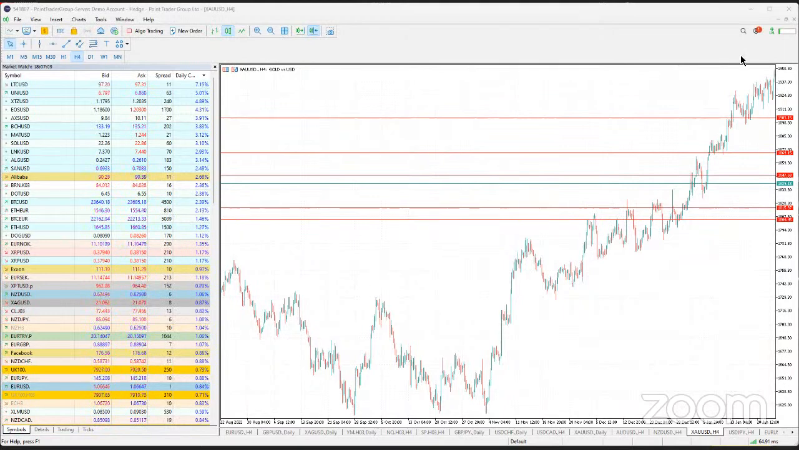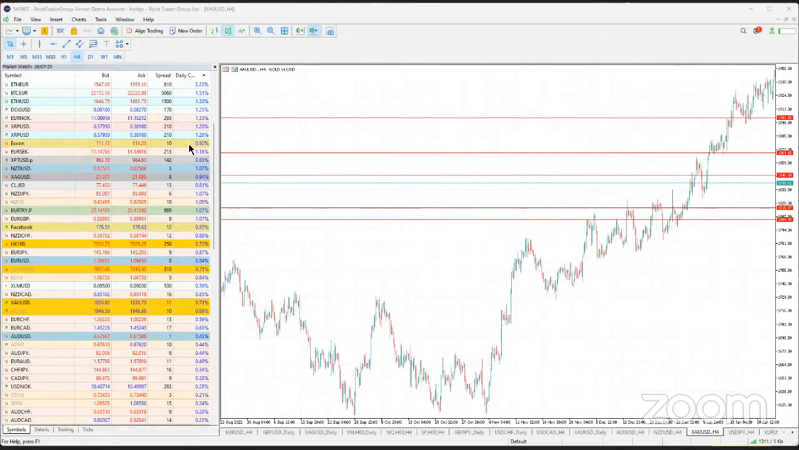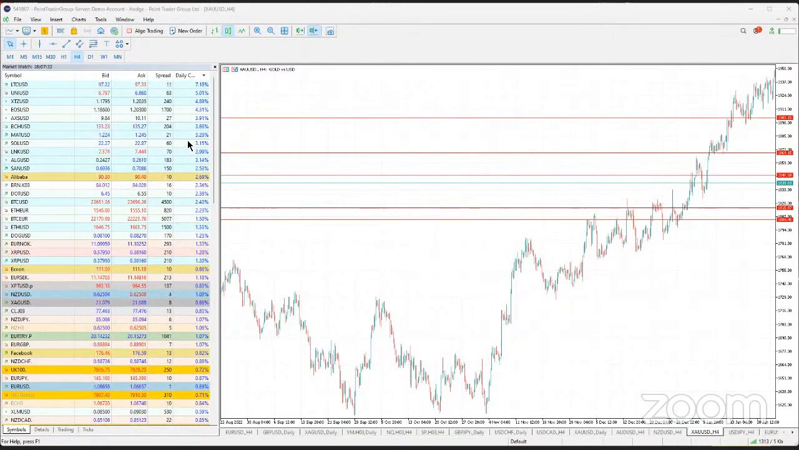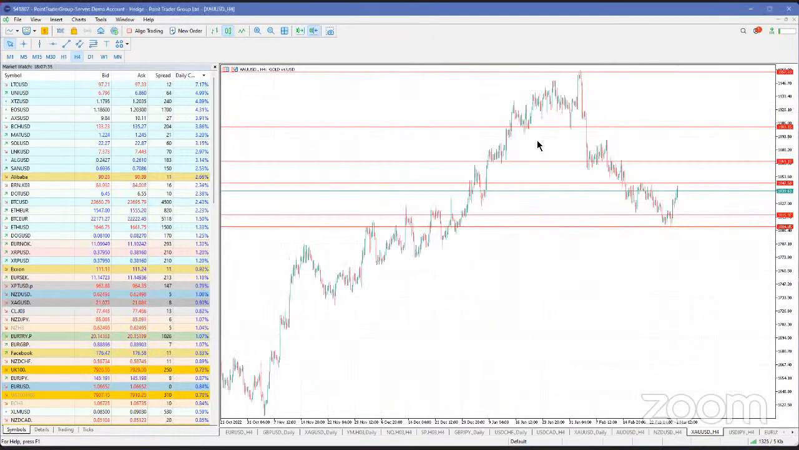Now, we have the platform MT5, and this platform is simply a way that can help us to see what's on the chart, what's happening in the market very clearly. We are able to watch pairs, currency pairs, our account history, and everything related to this.